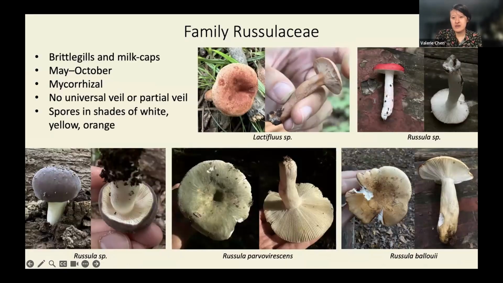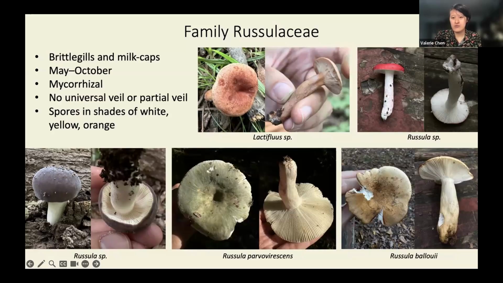For the family Russulaceae, it mostly contains the russulas, which are called brittlegills, and the milkcaps, which belong to a couple genera. Milkcaps get their name from the white-colored latex that exudes from their gills when you injure them, which you can see in my picture of the lactiflu species. Some of the milkcaps have a fishy odor as well that's super distinctive.